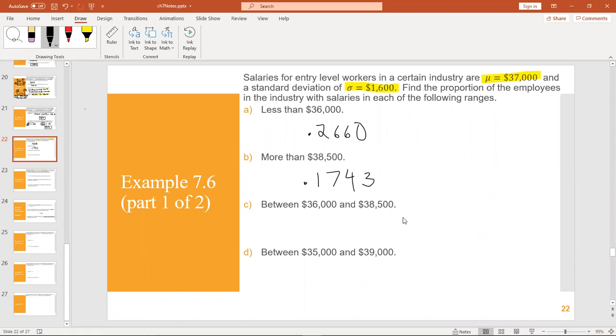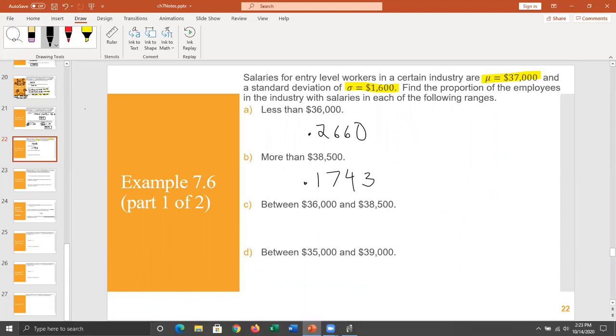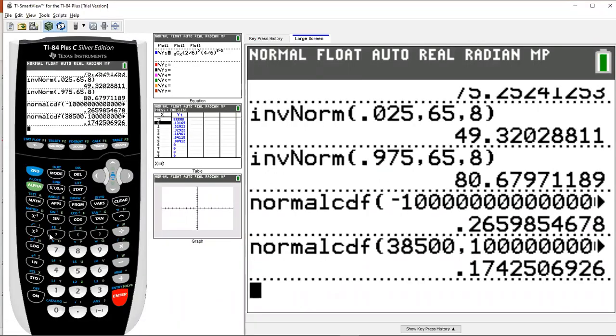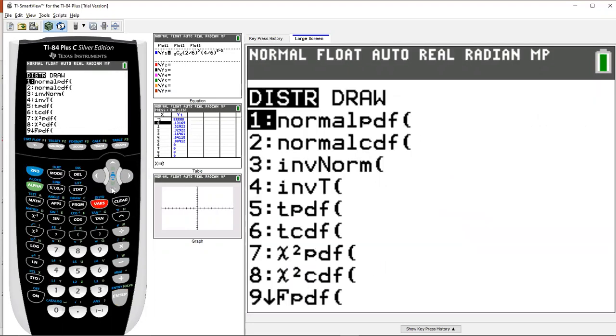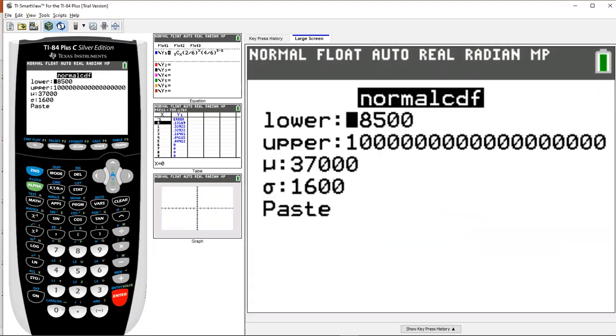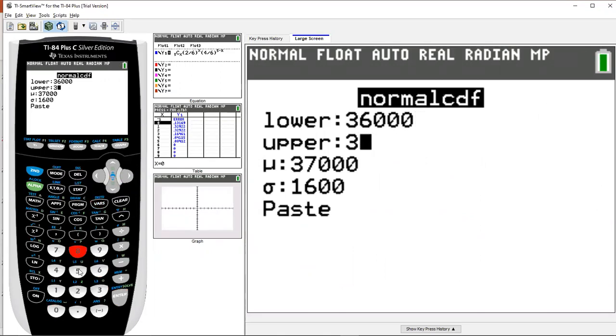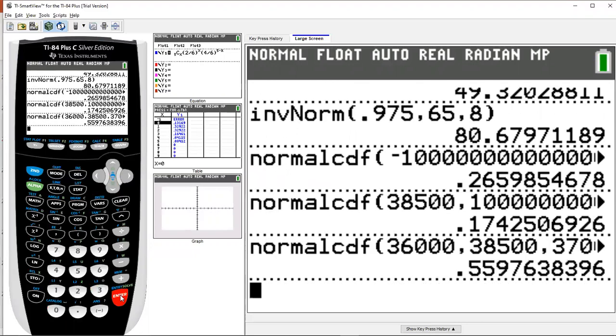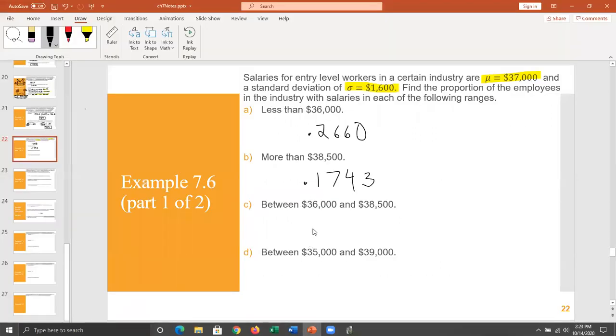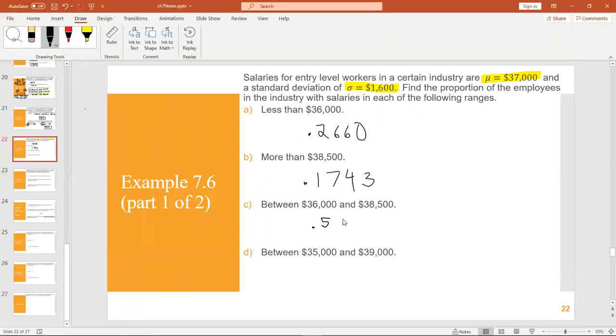Here they want between 36 and 38.5. So we'll do second vars, pick the normal CDF. 36,000 is the low end. 38,500 is the high end. Mean is 37,000. Standard deviation is 1,600. Work out what that is. You get 0.5598. So 0.5598, roughly 56%.